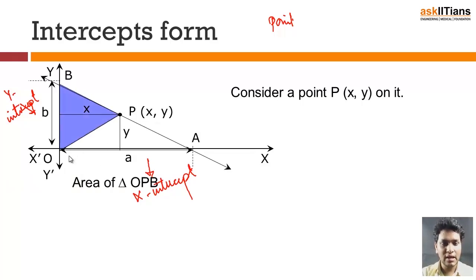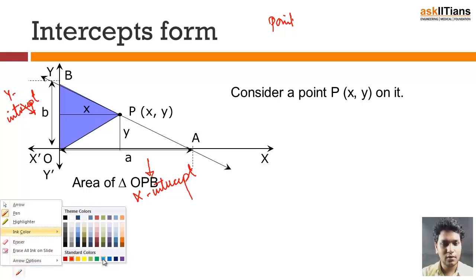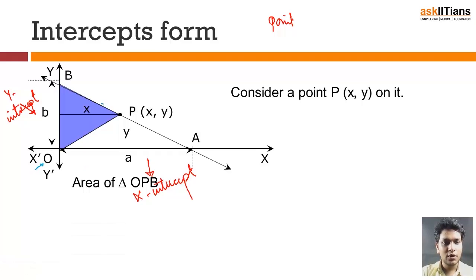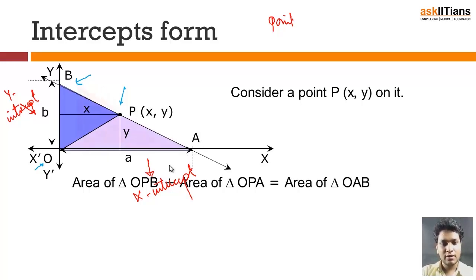Now I can see that I have formed a triangle OPB. Let us see the specifications. In triangle OPB, this is the point O, this is the point P, and this is the point B. The next thing is triangle OPA. This is the point O, this is the point P, this is the point A. So this is the triangle OPA. And now in totality, if I add both of these, I get the triangle ABO.